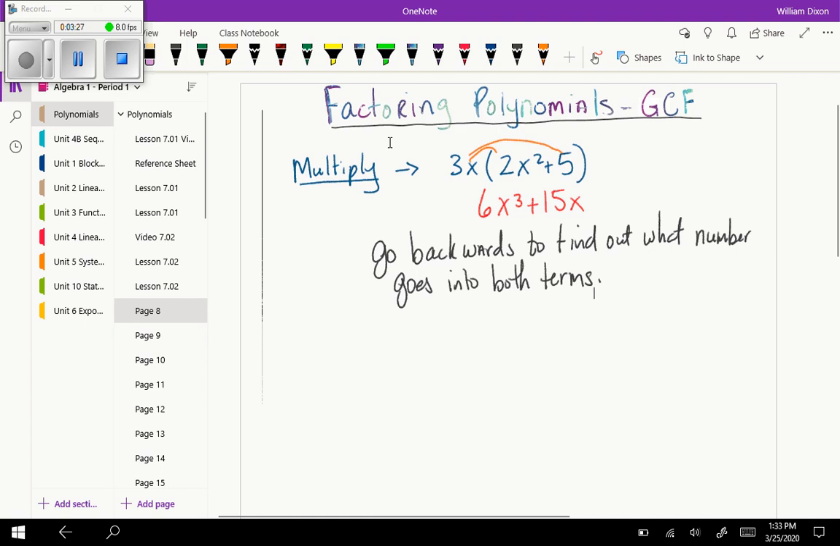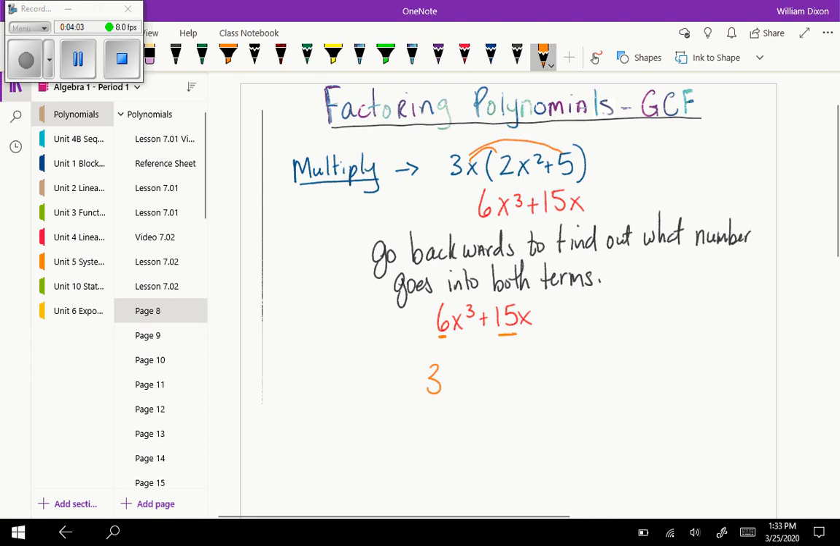So I'm looking at 6x to the third plus 15x. First of all, let's deal with the coefficients, the numbers in front of the variables. What is the greatest common factor of 6 and 15? You're going to remember from your past, you did that back in the day, very important. Well, that's going to be 3. So 3 is the greatest common factor of 6 and 15.